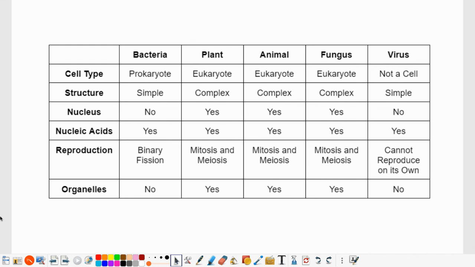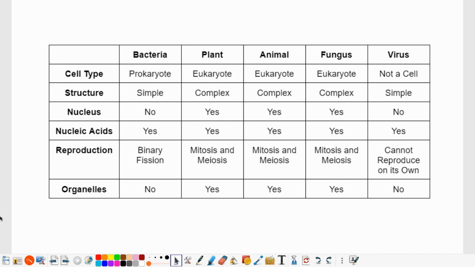As far as reproduction is concerned, bacteria, all prokaryotes, reproduce by binary fission. Your eukaryotic cells by mitosis and meiosis. Remember, viruses cannot reproduce on their own. As far as organelles are concerned, bacteria, they don't have membrane-bound organelles. They do have ribosomes, but they do not have any membrane-bound organelles. All of our eukaryotes do. Viruses do not.